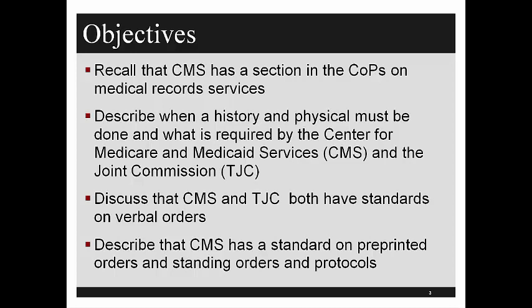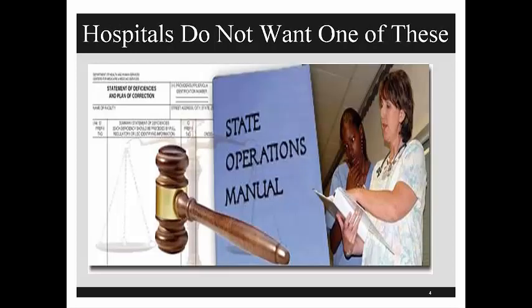And then we're going to talk about that CMS has a standard on pre-printed orders, standing orders, and protocols. The new section was actually added to the medical records section, tag 457. There's actually 4 tag numbers, but the primary section is in 457. And 2 of them, 450 and 457, are in medical records, and 405 and 406 are actually in the nursing section, but I'll tell you what you need to know. We get a lot of questions about standing orders and protocols. In fact, the company that's doing this today is going to be putting that program on. I think it's next month. So we hope you can join us for standing orders, order sets, protocols, and pre-printed orders.